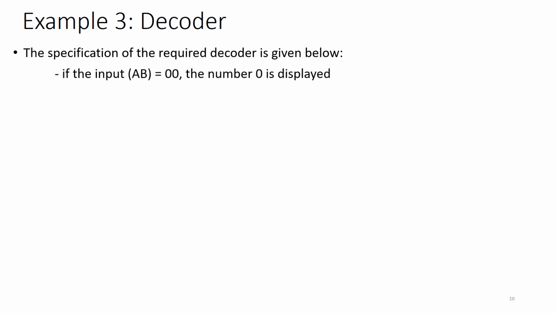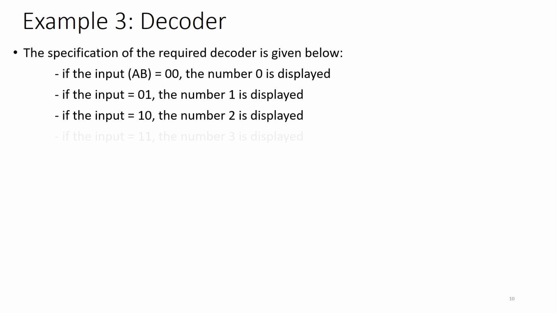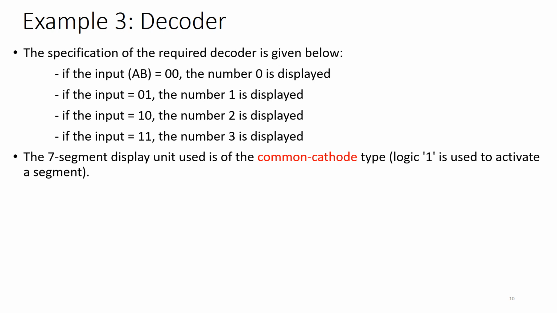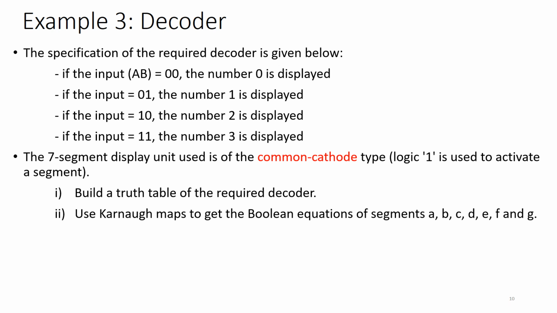Right. Example number 3 for decoder. The specifications of the required decoder are given below. If AB equals 0, 0, the number 0 is displayed. If input is 0, 1, the number 1 is displayed. If AB is 1, 0, number 2 is displayed. If AB is 1, 1, number 3 is displayed. The 7-segment display unit used is of the common cathode type. Logic 1 is used to activate a segment. So build a truth table of the required decoder. Use K-maps to get Boolean equations of segments A, B, C, D, E, F, G, and draw the circuit for each of the segments.